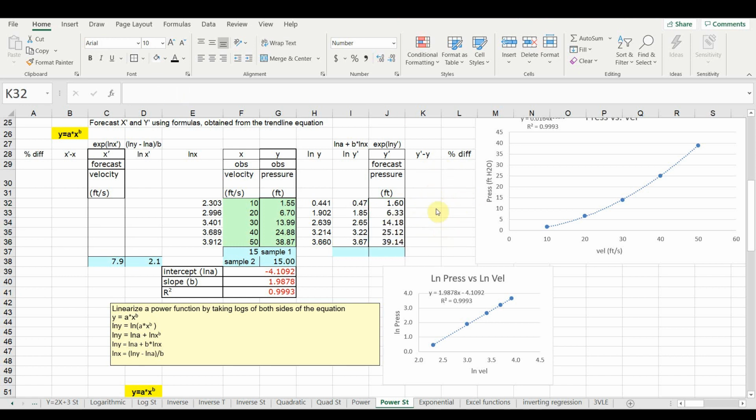I'm going to leave this undone. We saw it in the previous case. It shouldn't change at all. The y minus y prime and percent difference.